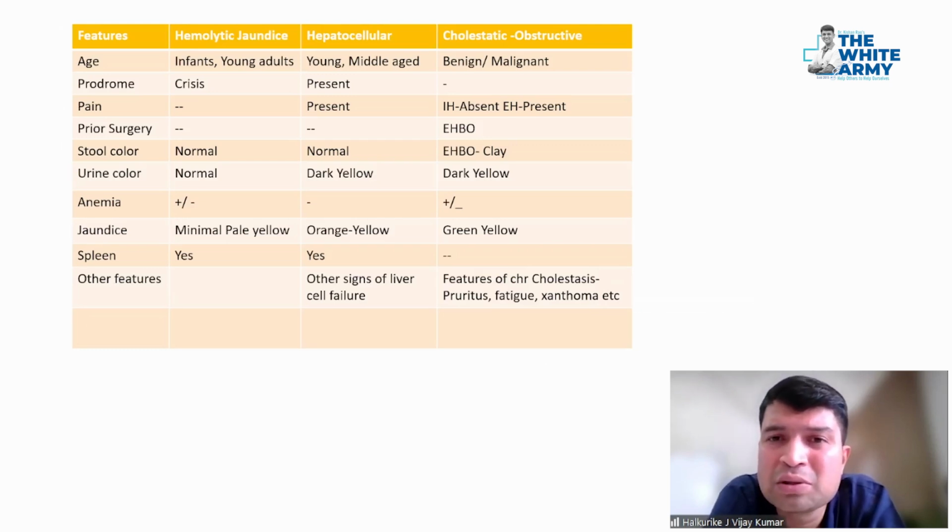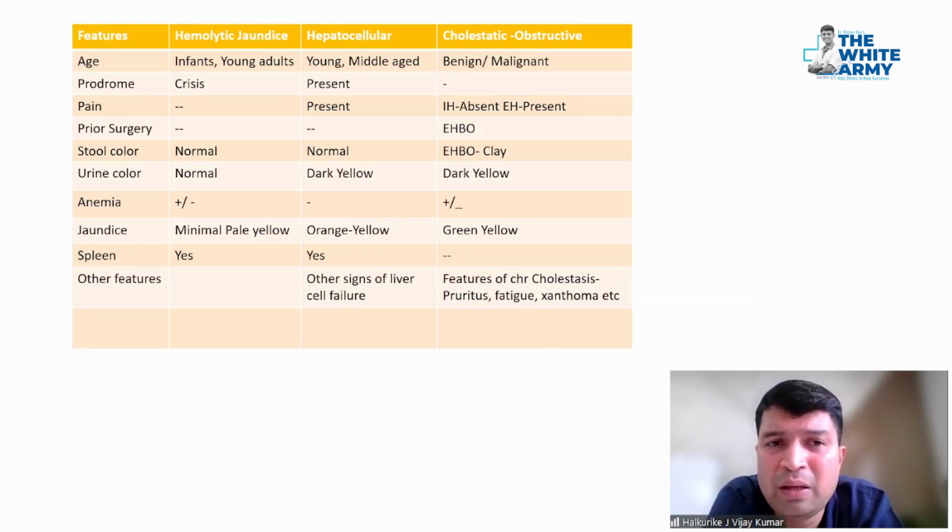Presence of prodromal symptoms. Prodromal symptoms include fever, feverishness, body pain, myalgia, headache, nausea, fatigue. All these things are often present in hepatocellular jaundice. That's a classical feature of viral hepatitis. In hemolytic jaundice, we don't see them unless there is a crisis. In a hemolytic crisis, we get fever, body and joint pains and others. Otherwise, prodromal features indicate hepatocellular jaundice.